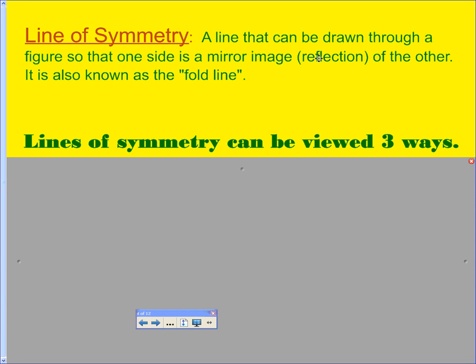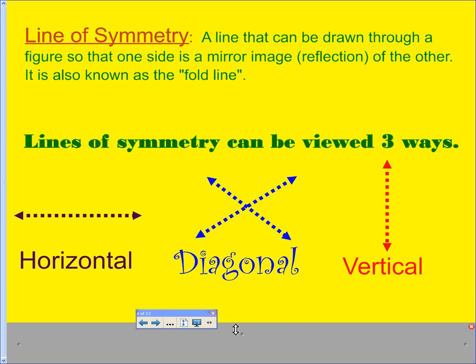So a line of symmetry can be drawn through a figure so that one side is a mirror image, a reflection of the other. It's also known as the fold line. So there's three ways that we can view this fold line, this line of symmetry. We can look at them horizontally, diagonally, or vertically.